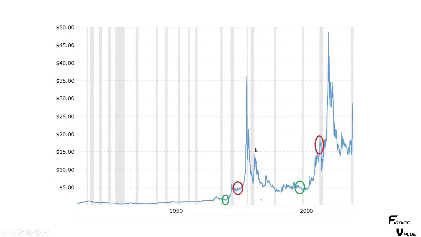Here's those overlaid on the price of silver. And again, it's very similar to gold. It's a very good indicator to buy. Very good. And then selling, you want to hold on to it. And it's roughly 3 years after.